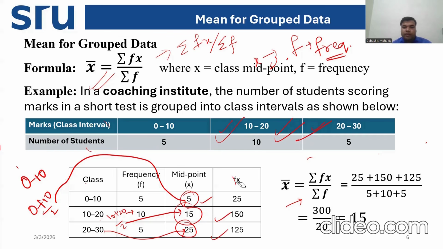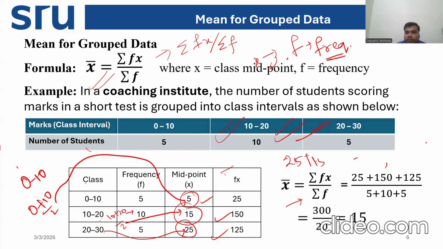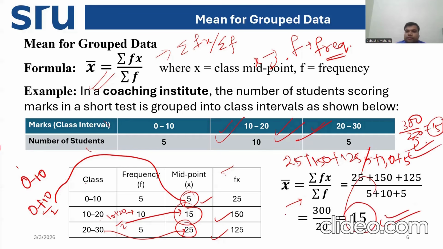After calculating the midpoint x value, we need to calculate fx, that is frequency multiplied by midpoint. So 5 multiplied by 5 is 25, 10 multiplied by 15 is 150, and 25 multiplied by 5 is 125. In this way we can calculate the fx values. Then we find the sum of fx: 25 plus 150 plus 125, divided by the sum of f, that is 5 plus 10 plus 5. We get 300 divided by 20, which equals 15. This is the method by which we calculate this value 15. I think all of you understood this.